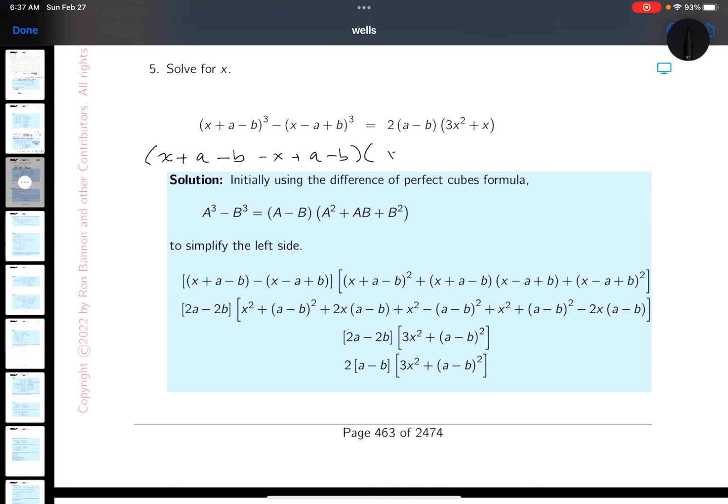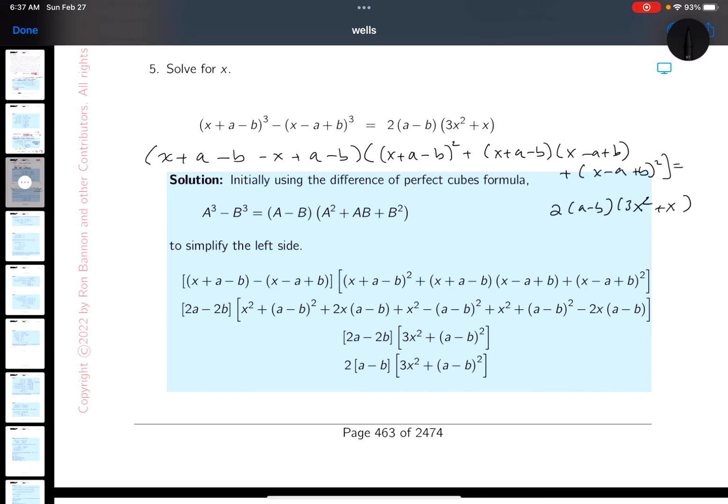So it's going to be x plus a minus b squared, plus x plus a minus b times x minus a plus b. You know, running out of room, it's kind of a tough thing to write down, but you get plus x minus a plus b squared. And this is equal to, well, let's write this down, 2a minus b, 3x squared plus x.